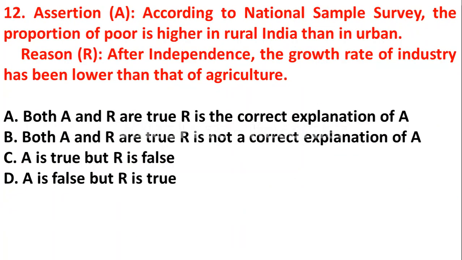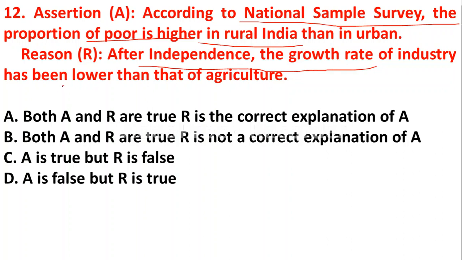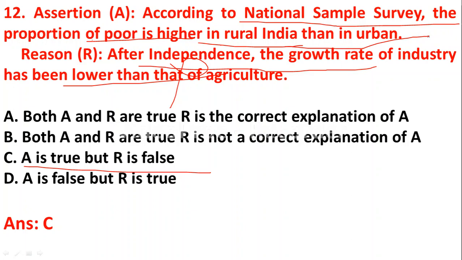Question number 12, assertion is, according to National Sample Survey, the proportion of poor is higher in rural India than urban. Reason is, after independence, the growth rate of industry has been lower than that of agriculture. Here this reason is false and the assertion is true. According to National Sample Survey, the proportion of poor is higher in rural than urban. This is true. But after independence, the growth rate of industry has been lower than that of agriculture. This is not correct here.